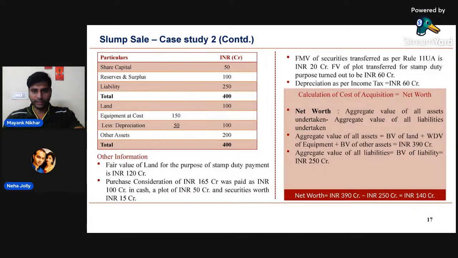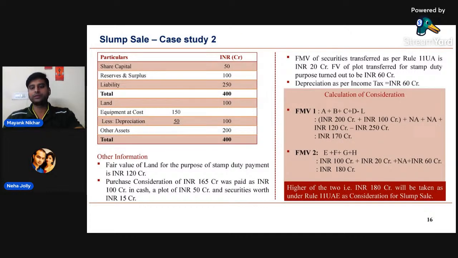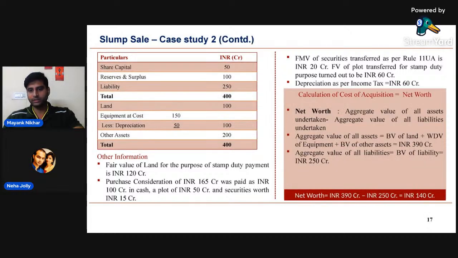So this becomes 90 plus 100: book value of land 100, WDV of equipment 90, plus book value of all assets 200. So 390. Aggregate value of all liabilities, we just have one liability, 250. So net worth shall be 140 crores. So now we have both the information that we need for the capital gain calculation. 180 crores shall be the consideration and 140 crores shall be the cost of acquisition. So you can work out the capital gain.